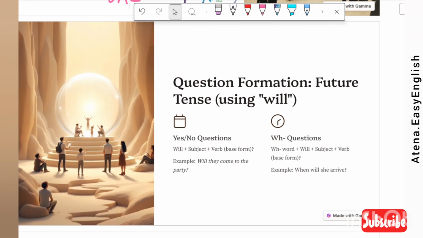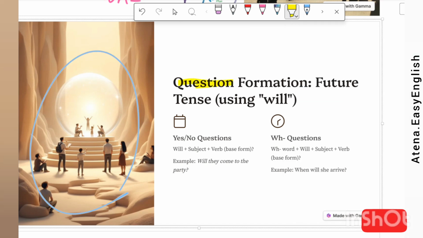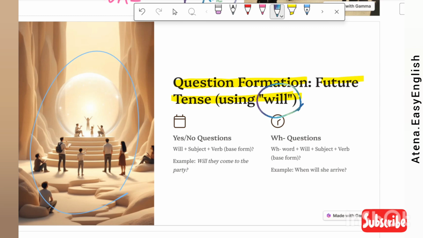And here, look at a picture. It's kind of showing maybe a sign of future. Yeah. So we are going to practice question formation of future tense with will. If you want to know more about future tense, you can find it on my another video in my channel. I explained it completely detailed on that video.